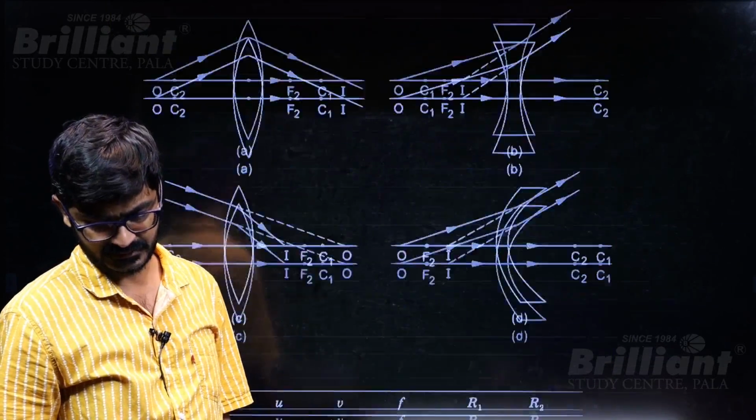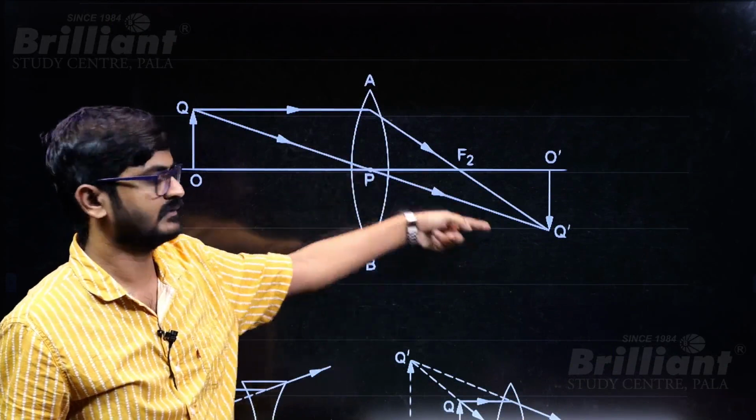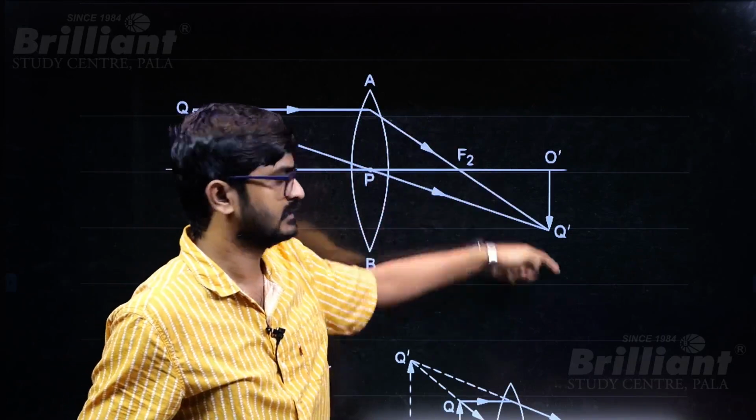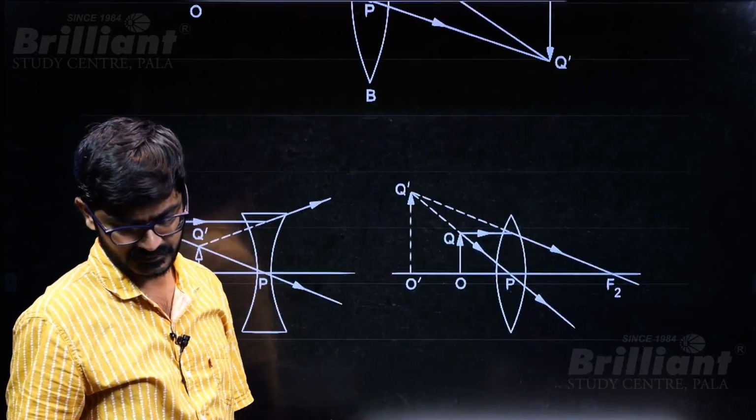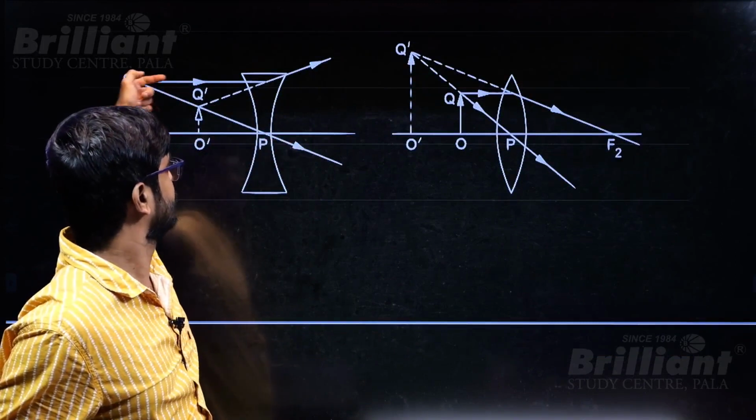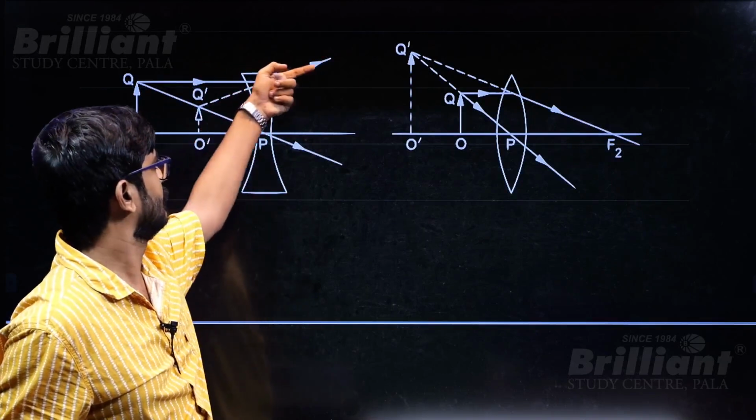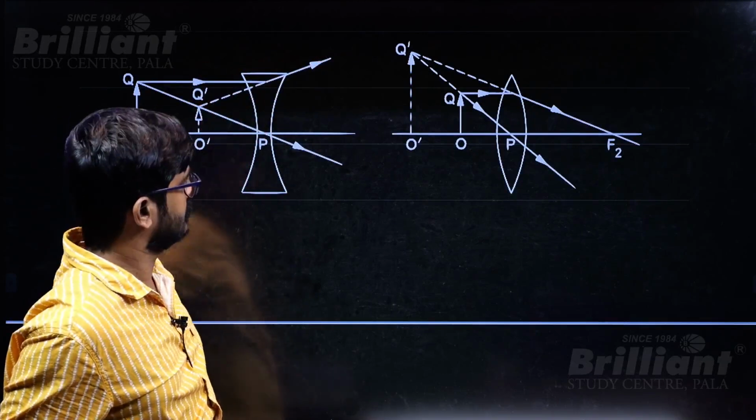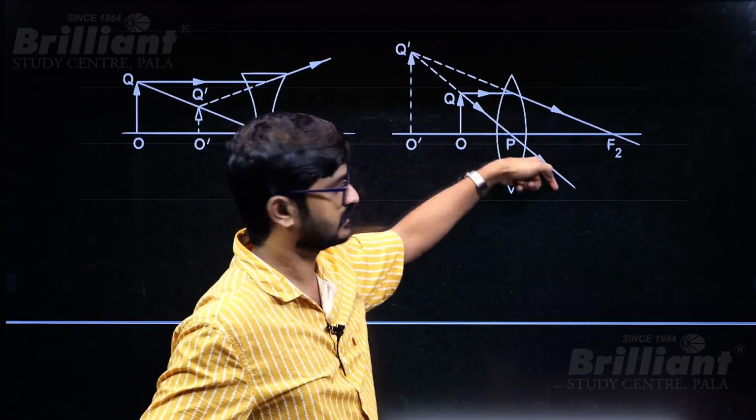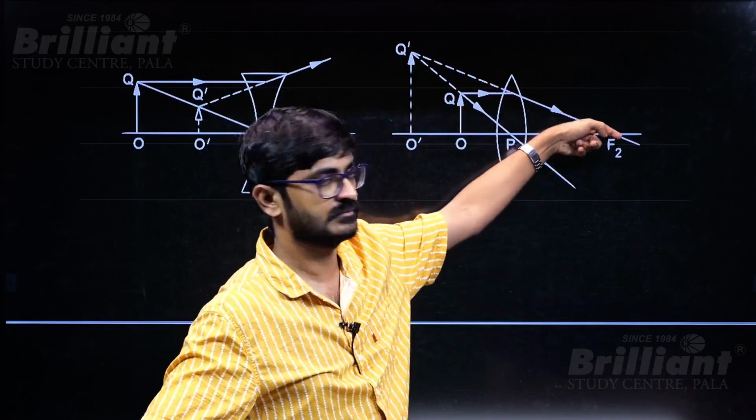So for ray diagrams, generally we'll be talking about two rays. One is the ray which is passing through the center of the lens, which will go undeviated. The ray which is parallel to the principal axis will meet the focus. So those two rays generally we will be drawing. The same thing here: the ray passing through the center will go undeviated. The ray which is passing parallel to the principal axis, after refraction, will be passing through the focus. Anyway, they didn't draw that. The ray which is passing through the center will go undeviated. The ray which is passing parallel to the principal axis will be meeting at the focus.